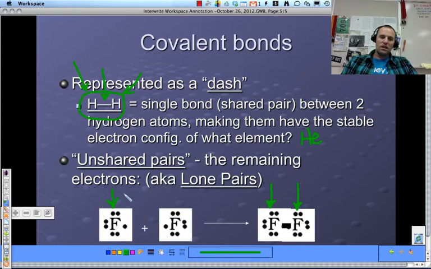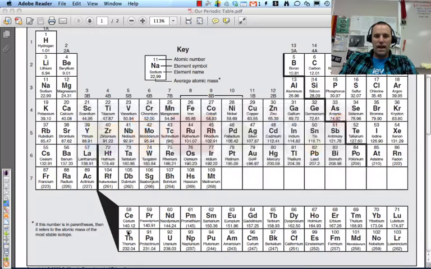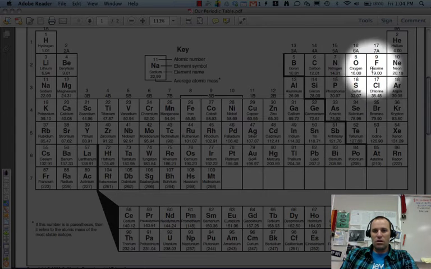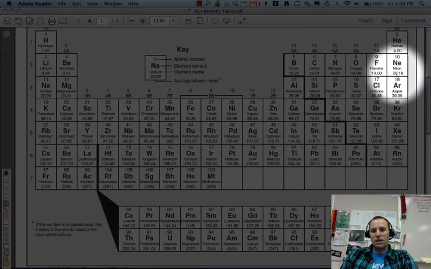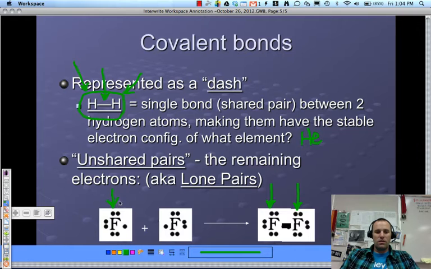If they're not shared, they are unshared, okay? So you can see here, fluorine has 7 valence electrons. That's what this is depicting. How did I know that? If you look at the periodic table, right over here, fluorine is in column 17, so it has 7 valence electrons. It just needs one more electron to become like neon with 8, okay? Everybody wants 8. So fluorine has 7 electrons.